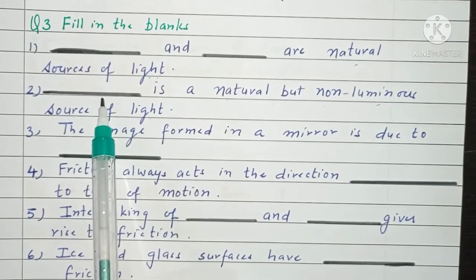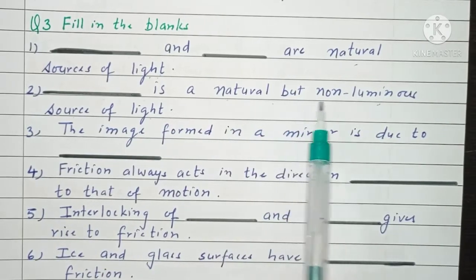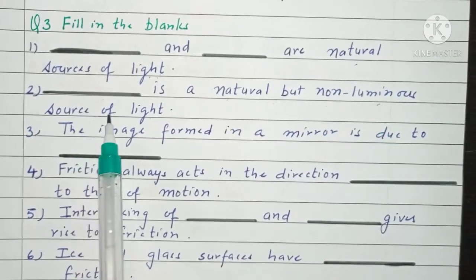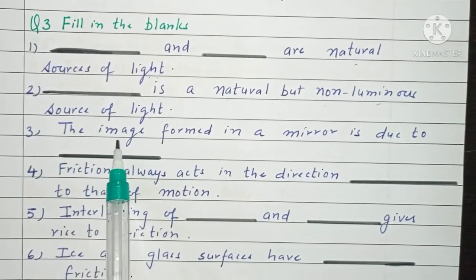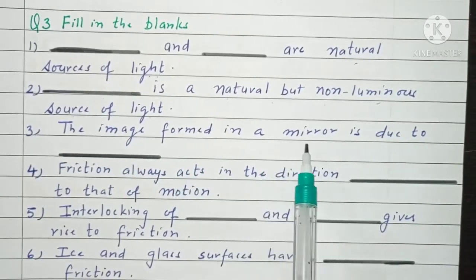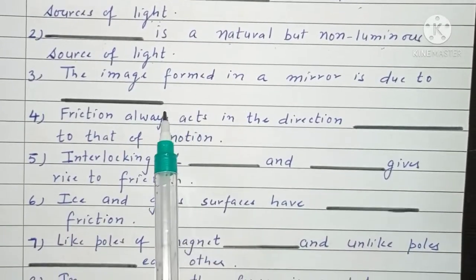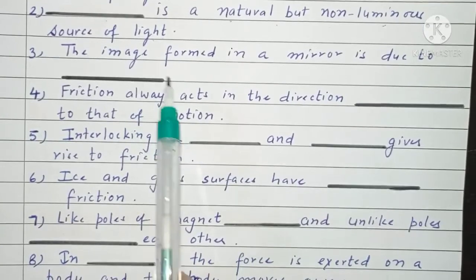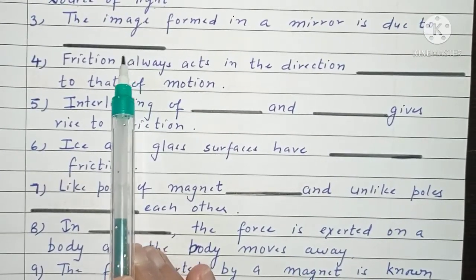Yes, it is moon. Moon is a natural but non-luminous source of light. Number 3. The image formed in a mirror is due to reflection or refraction. There are 2 processes. So, the image which is formed in a mirror is due to reflection.